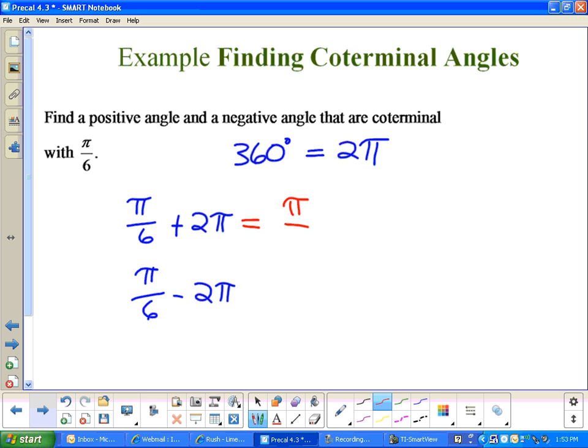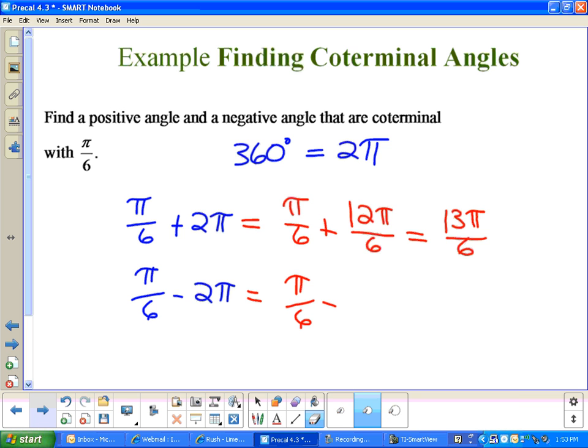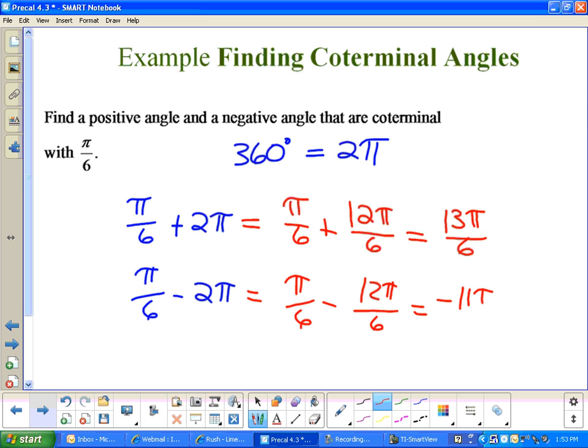So pi over 6 plus 2 pi would be the same as pi over 6 plus 12 pi over 6. So you have a common denominator, and you end up with 13 pi over 6. Again, I just converted the 2 pi to 12 pi over 6. Add, since we have a common denominator, add the numerators. Pi plus 12 pi is 13 pi. Or you could subtract. Same idea. In this case, you get a negative 11 pi over 6. Just using 2 pi instead of 360 degrees.